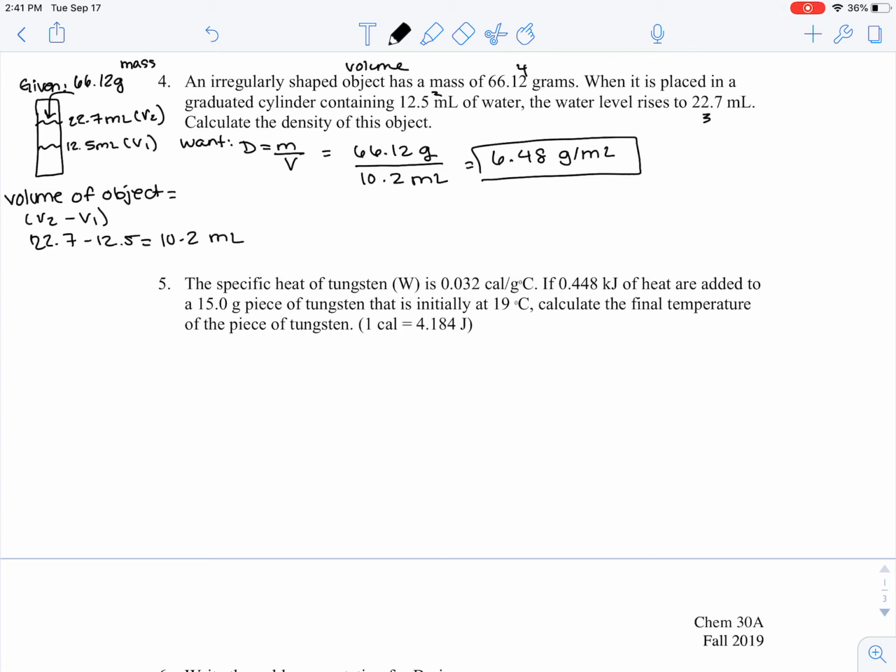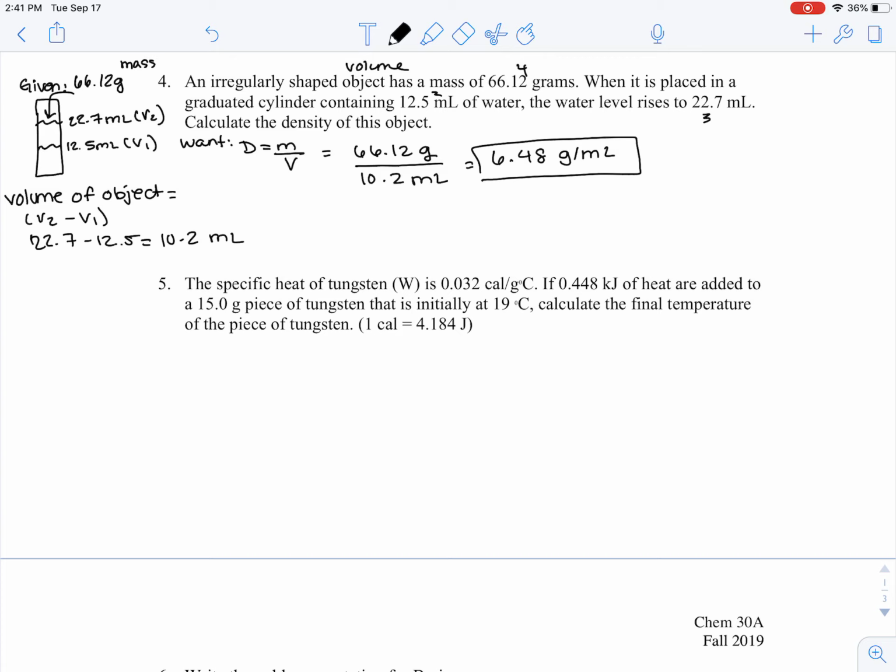The specific heat of tungsten is 0.032 calories per gram degree Celsius. If 0.448 kilojoules of heat are added to a 15-gram piece of tungsten that is initially at 19 degrees Celsius, calculate the final temperature of the piece of tungsten.